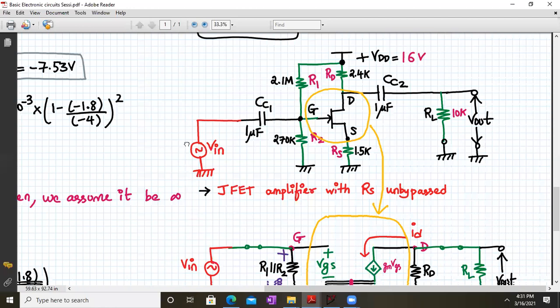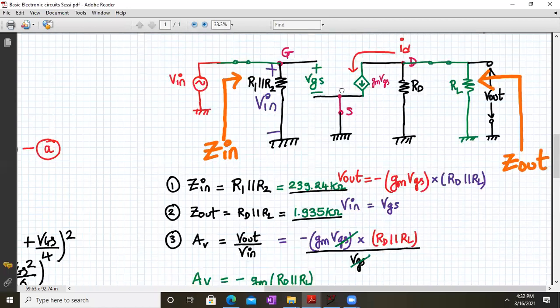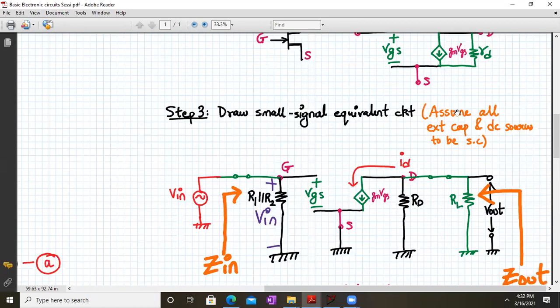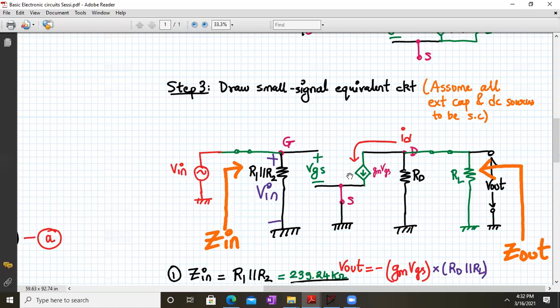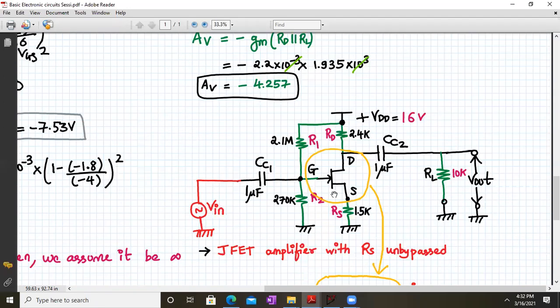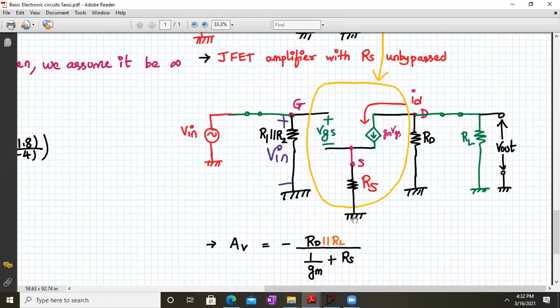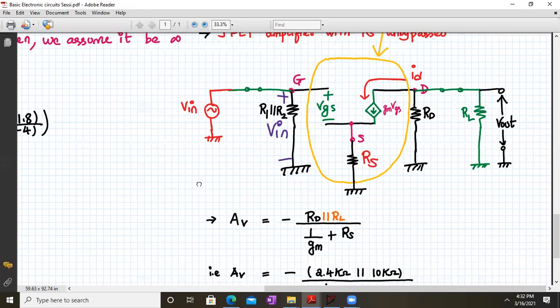In the small signal model, earlier we saw that the capacitor was replaced by a short circuit. When we have a capacitor as well as a resistor over here, we have to connect the short circuit because it is a low resistance path. But in this case, there is no capacitor at all. So hence in the small signal model, we have to have a resistor RS. And from here, we have to calculate the Vout upon Vin relation, which will give us the gain formula. Now I'm not deriving this.